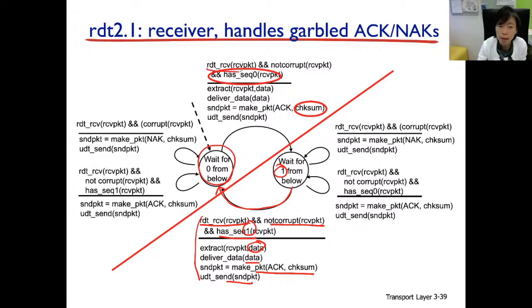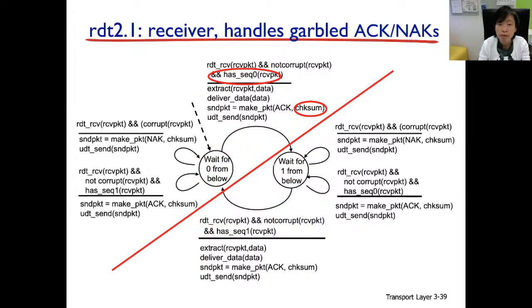If another packet comes in, not corrupted, carrying sequence number 0, again happy, take the transition, wait for 1 from below. And this will go on and on, when there's no data corruption, when there's no ACK/NAK corruption.